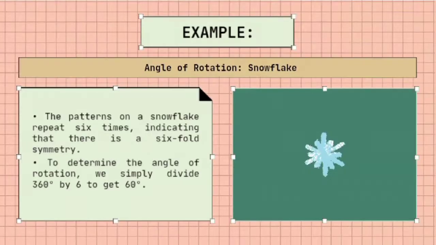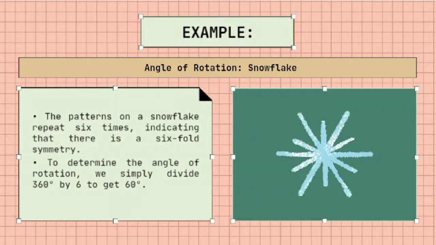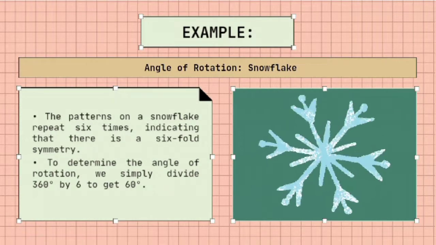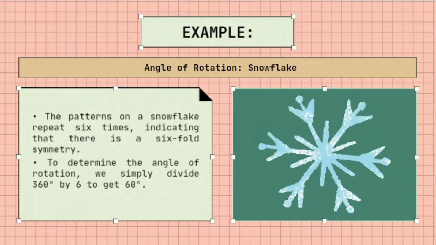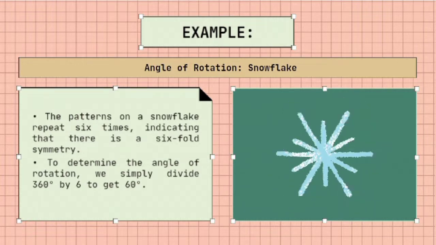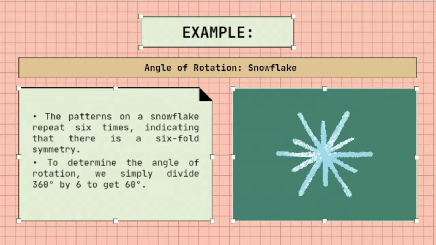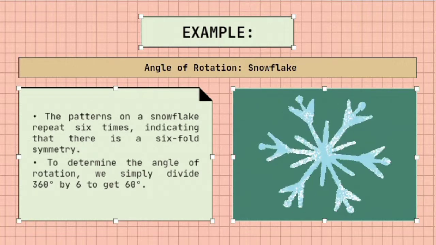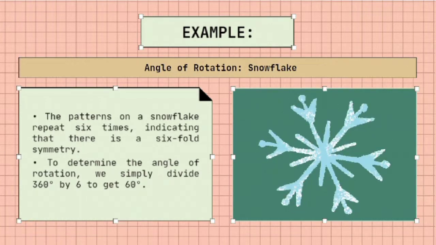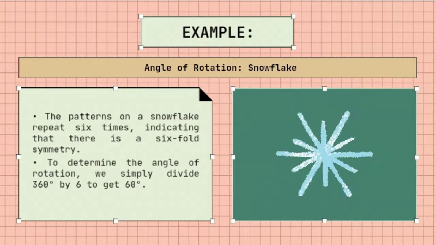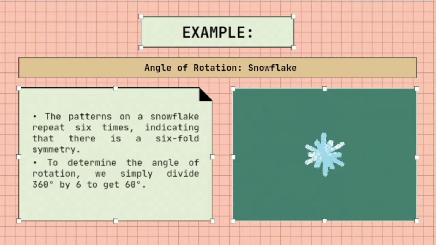For example, yung snowflakes. The pattern of a snowflake is repeated 6 times, indicating that there is a six-fold symmetry. To determine the angle of rotation, we simply divide 360 degrees by 6. Bakit 6? Kasi 6-fold symmetry siya. So therefore, we get 60 degrees.